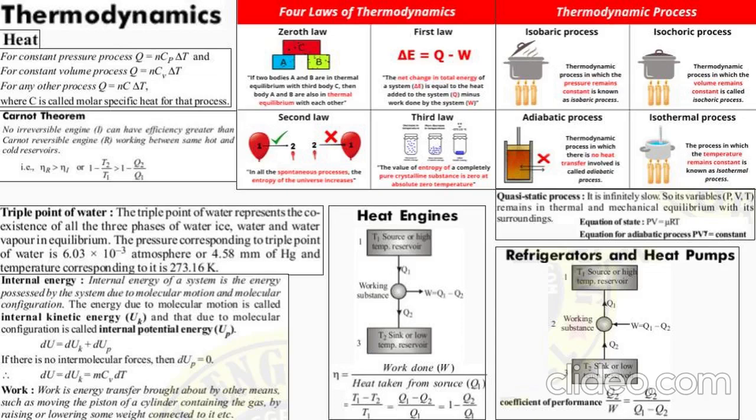Here we can read about laws of thermodynamics, different types of processes like isobaric, isochoric, also called isometric, adiabatic, and isothermal, heat, triple point of water, internal energy, work, heat engines, refrigerators, heat pumps, and also about Carnot theorem.